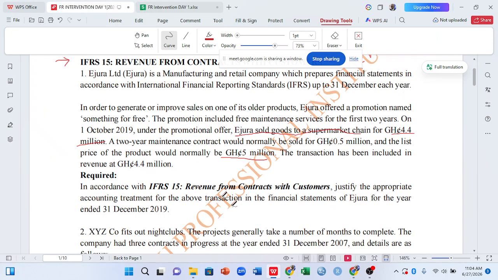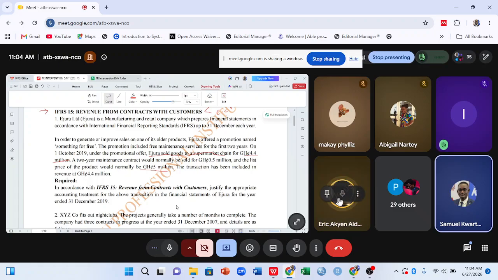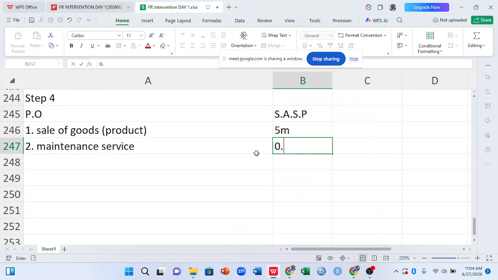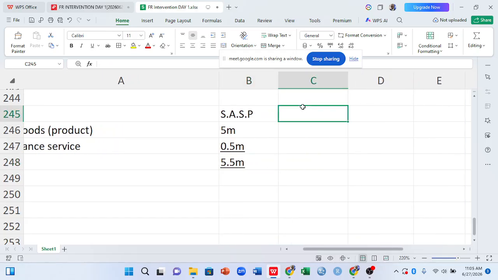And what about the maintenance service? 0.5 million. Isaac, you understand? Go ahead. 0.5 million. Then when you're done, you find the total for this, and this will be 5.5 million. So when the standard says use the relative standalone selling price, it means that you find a relative for each. For the product it will be 5 million divided by 5.5, and for maintenance service it will be 0.5 million divided by 5.5. Then you do the allocation for them using their relative.